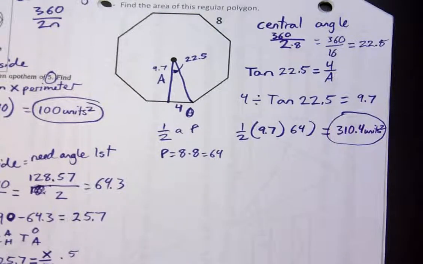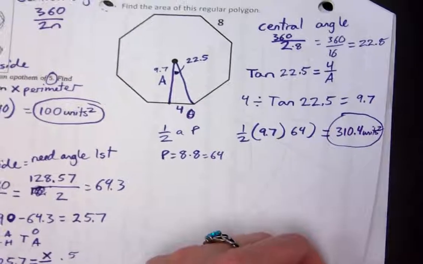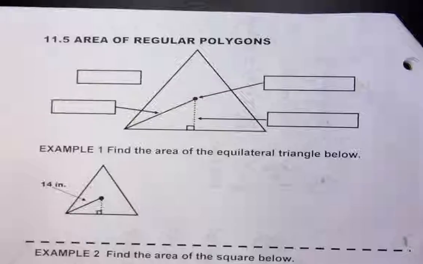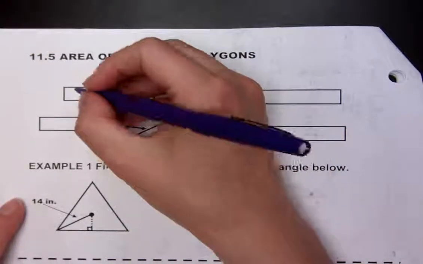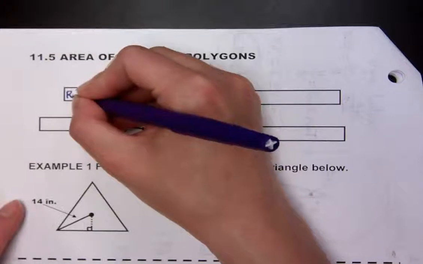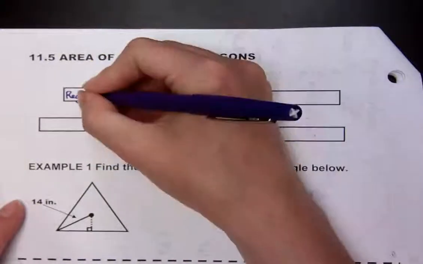Okay, so when you have that, flip over to the next page. One last page. We're almost done. We're labeling now. So this is called just a regular polygon, anytime all the sides and angles are the same.